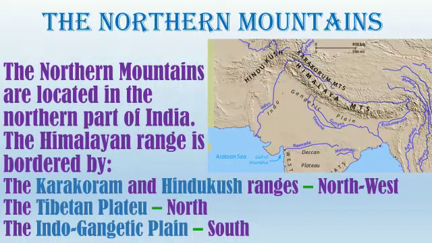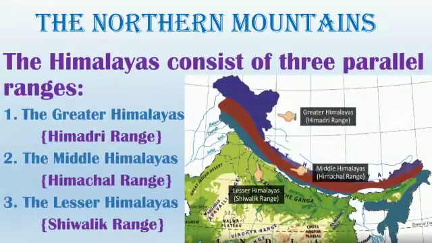The northern mountains are located in the northern part of India. The Himalayan range is bordered by the Karakoram and Hindu Kush ranges in the northwest, the Tibetan Plateau in the north, and the Indo-Gangetic Plain in the south. The Himalayas consist of three parallel ranges: the Greater Himalayas or Himadri range, the Middle Himalayas or Himachal range, and the Lesser Himalayas or Shivalik range.